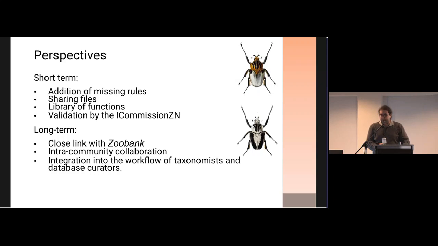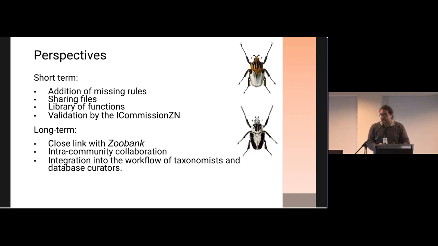As for perspectives, in the short term, it would be the addition of the missing rules, obviously, and the possibility of sharing files with your colleagues and working simultaneously. I would also like to publish a library of functions, so some single elements of the software can be retrieved by people for reusability, and validation by the International Commission on Zoological Nomenclature, to make sure that the software represents well all the rules of the code, and also prepare it for the new edition, the 5th edition of the code, which should be coming in the upcoming years.